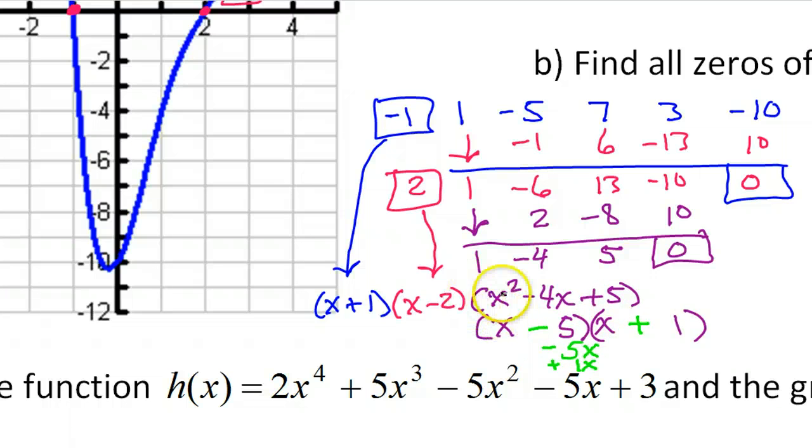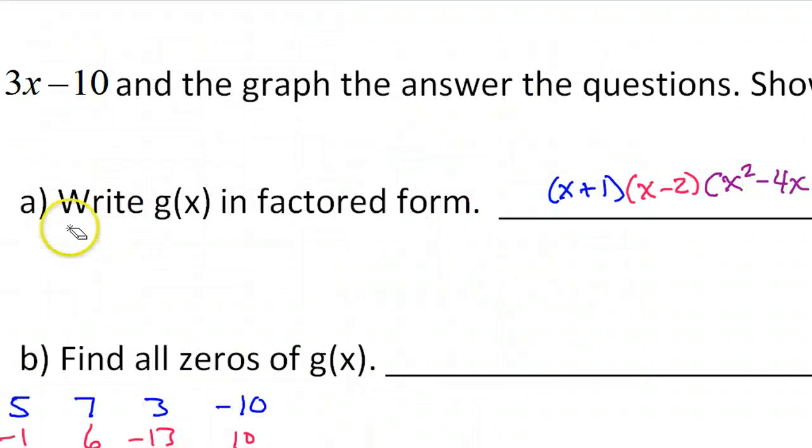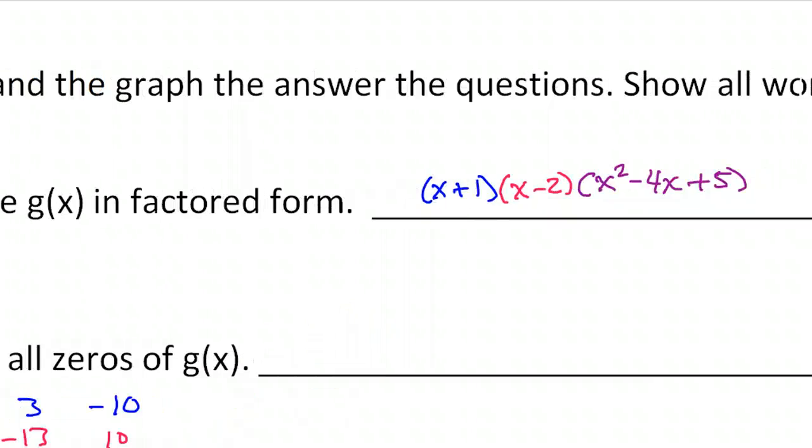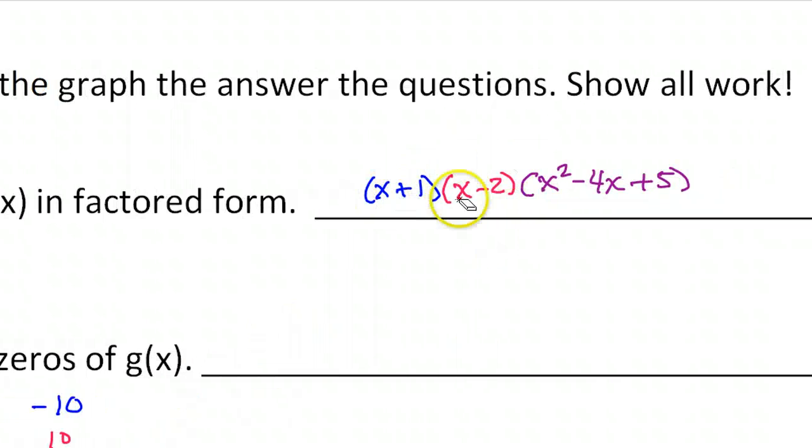So that means that this is unfactorable, because this was the only way we could possibly do it, and it's not working. So this is unfactorable, which means that in terms of factoring, this is now completely factored. So for part A, where it says write g of x in factored form, kabam, this is it. You just write down what you got so far.